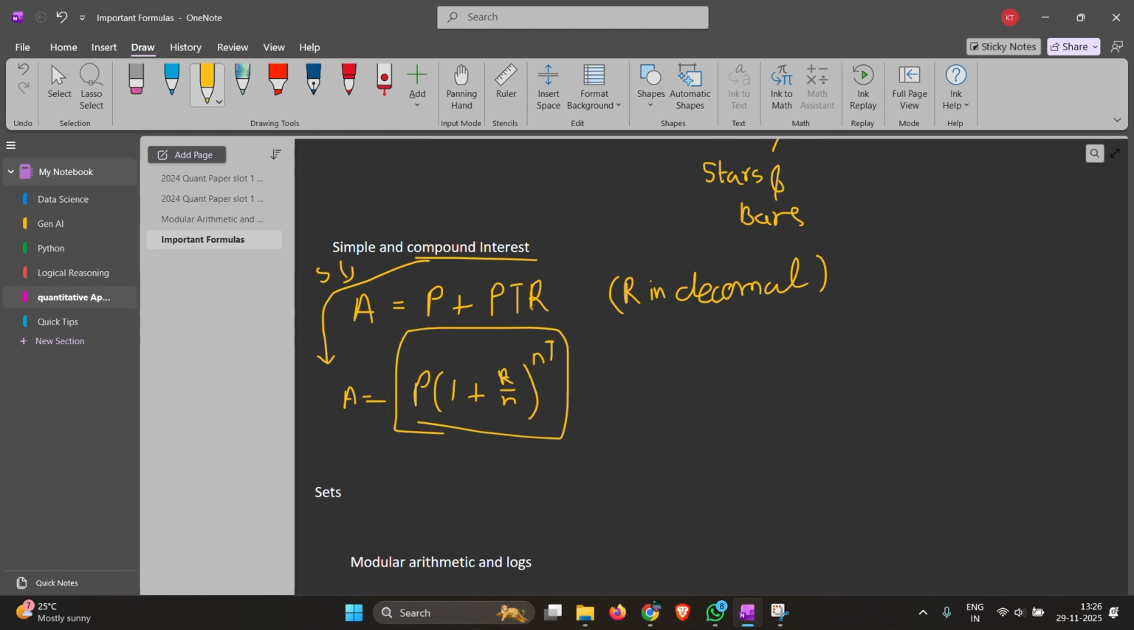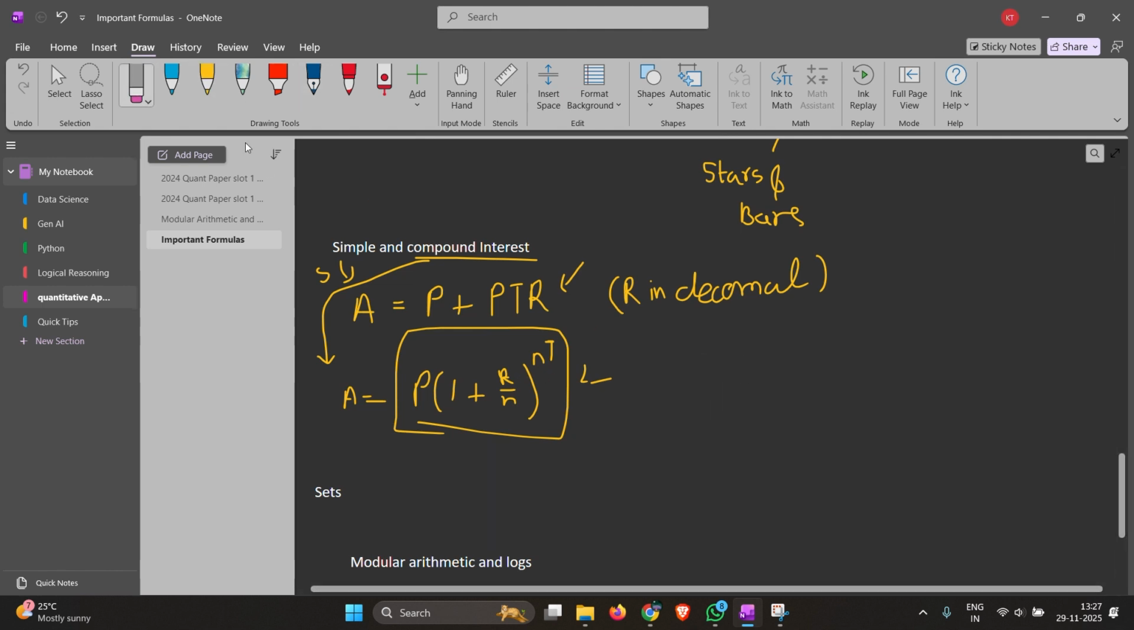So this is the formula that you should remember, and a simple silly mistake to avoid is always remember that these are the formulas when R is in decimal. So if the interest rate is 10%, you take R as 0.1 and not 10. Otherwise, you would get a very, very big number.